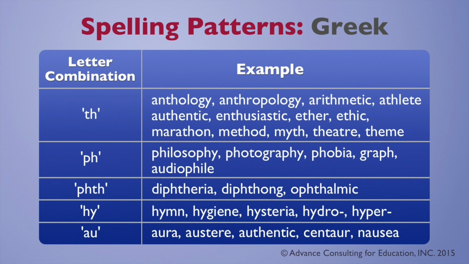The really strange combination of PH-TH is another Greek spelling pattern. Diphtheria, diphthong, ophthalmic. The HY is another Greek one. Hymn, hygiene, hysteria, hydro, hyper. And finally, the AU combination, aura, austere, authentic, centaur, nausea. So quite a few Greek origin spelling patterns there.